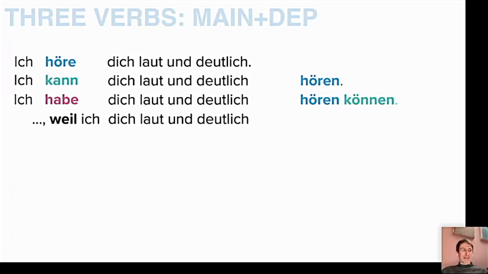Yeah, I make it easy for you. Hören, haben, können. Yeah, that's the other possibility, but hören and können, I love to stay together. So what's left? You see the gap? Isn't it beautiful? Weil ich dich laut und deutlich habe hören können. Because I have been able to hear you loud and clearly.